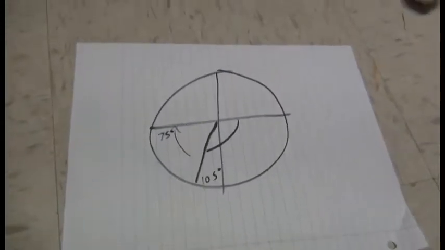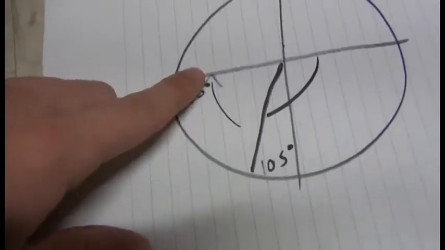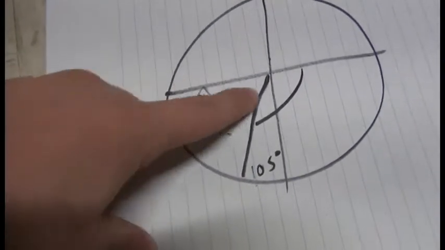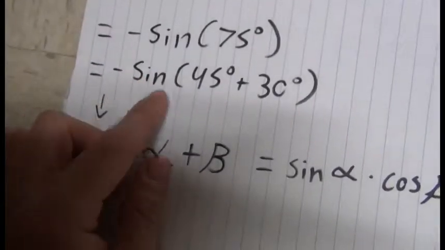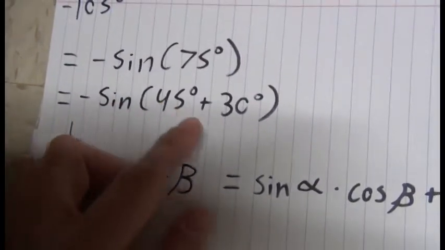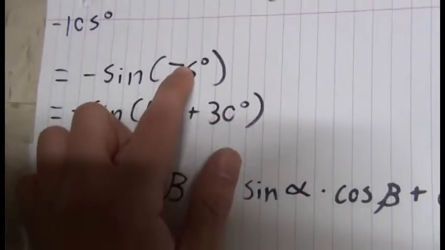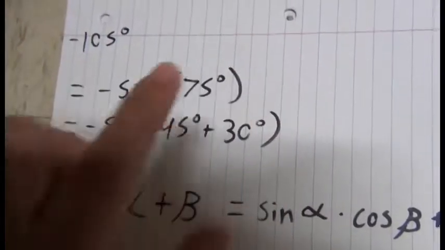So to sum things up with what we did with the unit circle, we started off with negative 105 degrees, which leads us to negative sine of 75 degrees. That is this area right here that we have in between 105 and the remaining x-axis. And then we can split that into two numbers that are already on the unit circle, which is negative sine of 45 degrees plus 30 degrees. Added up, that's 75. So it's relevant.